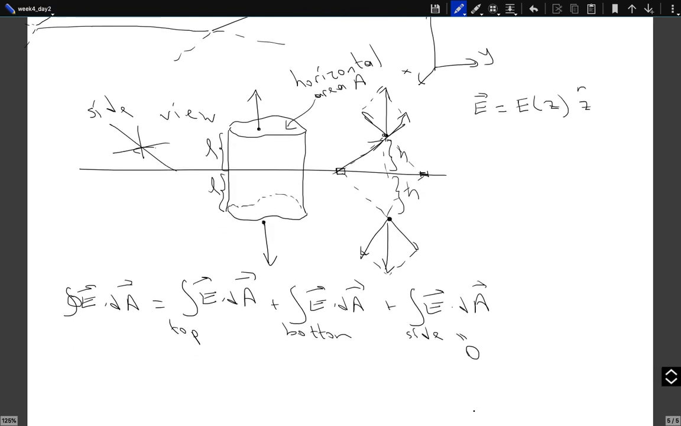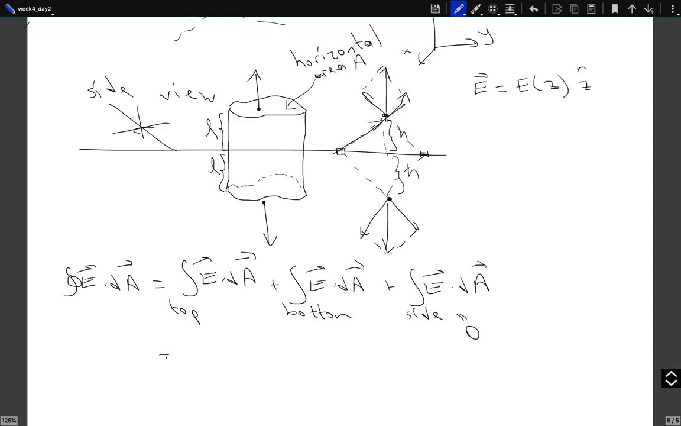I only get contributions from E dot dA from the top and E dot dA from the bottom. On the top, E dot dA is the product of the magnitudes. The magnitude of the electric field is E(L) on the top, times the magnitude of dA. They are both pointing in the same direction, so the angle between the two is 0. Cosine 0 is 1.